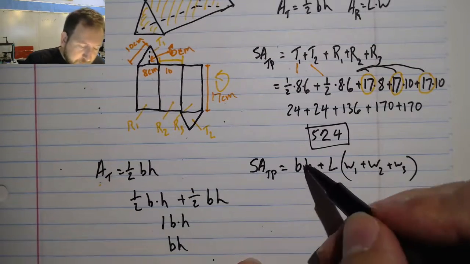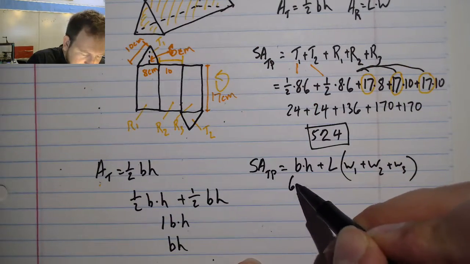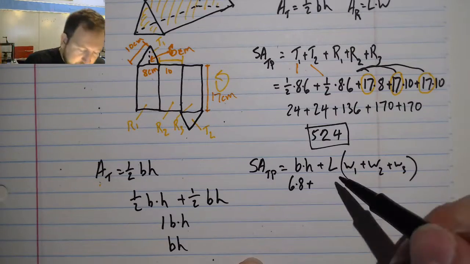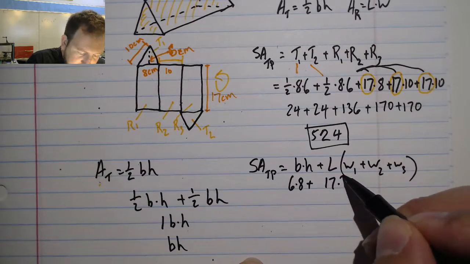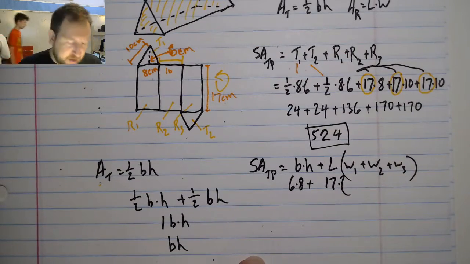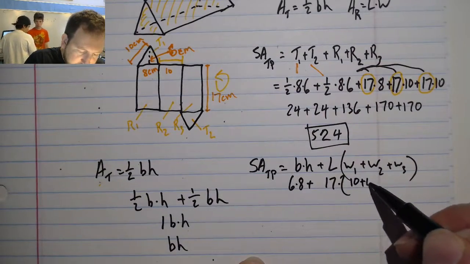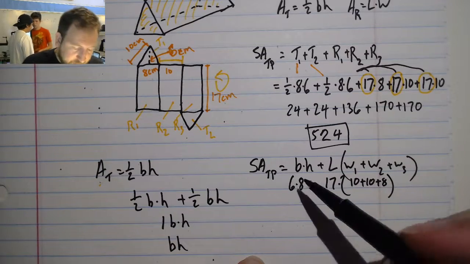Okay? Base times height. We have 6 times 8. That's going to be the total area of both of my triangles. Now I'm going to take the length. The length is this long side, 17 times, and I'm going to add up all 3 of my other sides. I have a 10, and an 8. 10 plus 10 plus 8. And there we go. I should be able to solve it.